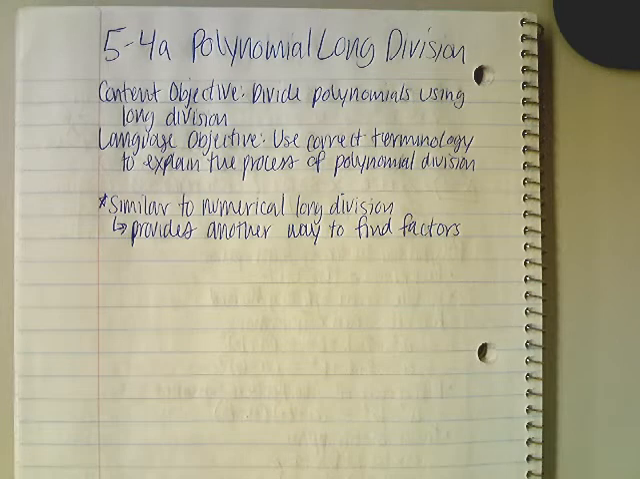First thing I want to note, as you see in the notes right now, this is a very similar process to numerical long division. If you remember long division from when you learned it in elementary school, it's pretty much the same thing. We're just adding in binomials and polynomials rather than just numbers. And if you've been struggling with factoring larger polynomials, this might make life a bit easier for you because it provides another way to find factors of those larger polynomials. So we're going to jump right in with an example.